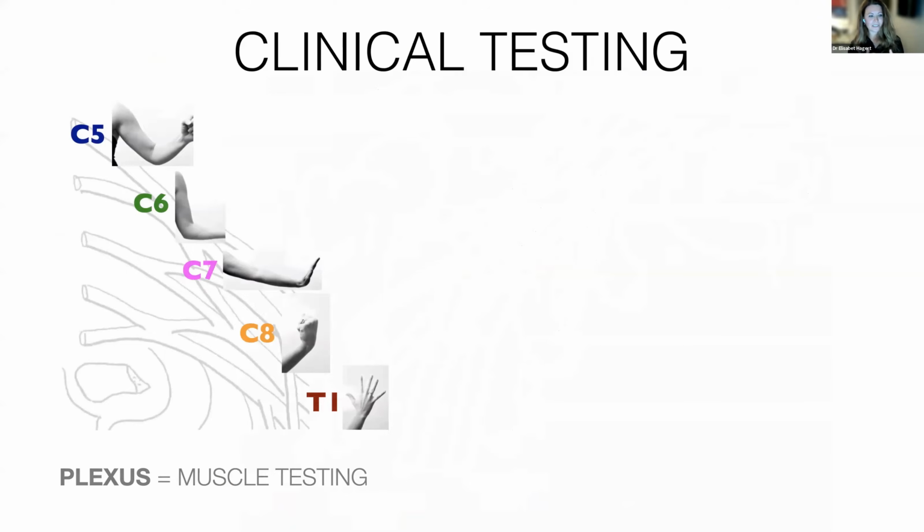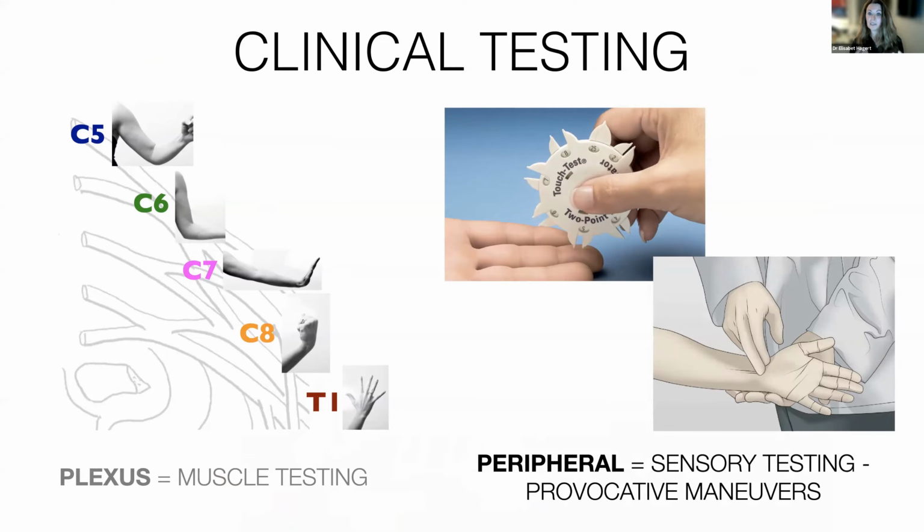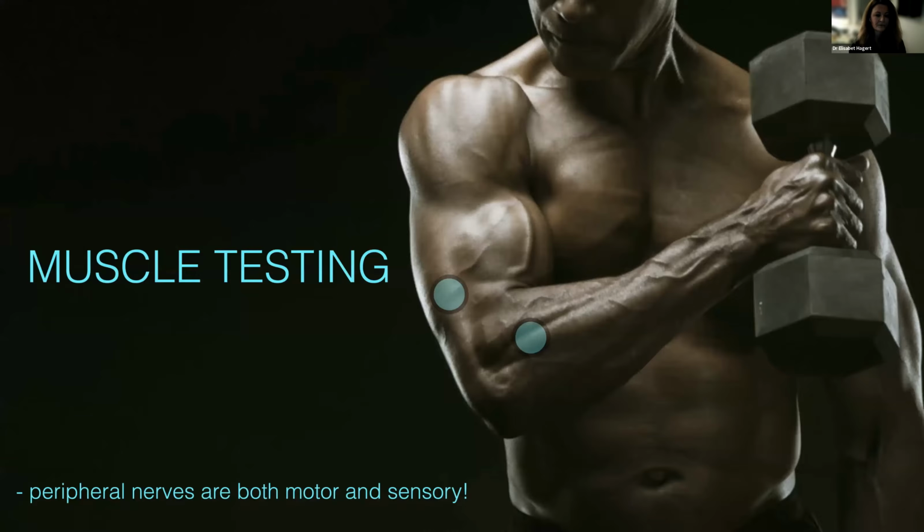But when it comes to clinical testing today, a majority of us will use, for brachial plexus problems, muscle testing to look for root level or brachial plexus level. But when it comes to peripheral nerve entrapments, we primarily use sensory testing or provocative maneuvers that want to elicit sensory problems or disturbances. But we really need to remember that muscle testing is a key component to this, because peripheral nerves are both motor and sensory, so we need to bring the motor exam into testing for peripheral nerve entrapments.